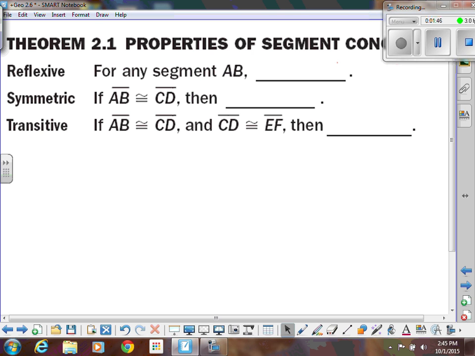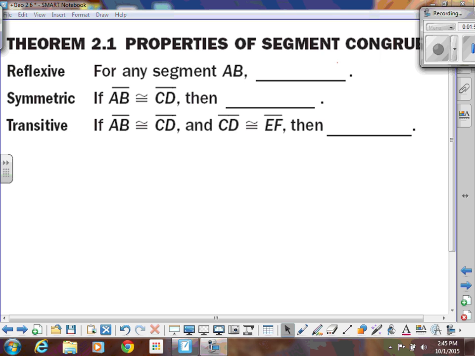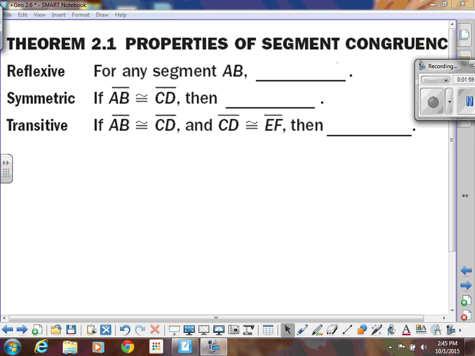All right, so three new properties that I need you to know, and you want to write this down either on your guided notes or on a separate sheet of paper. These are properties of segment congruence. Let me move that so you can see. All right, so remember we had the reflexive property of equality. Well, now we have the reflexive property of congruence. So if I have a segment AB, then I know AB is congruent to AB, the segment.